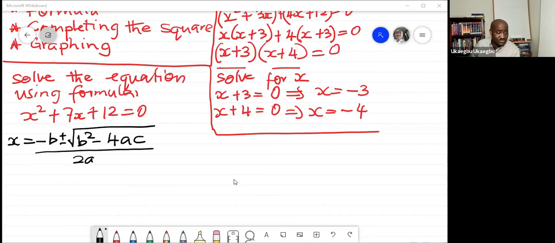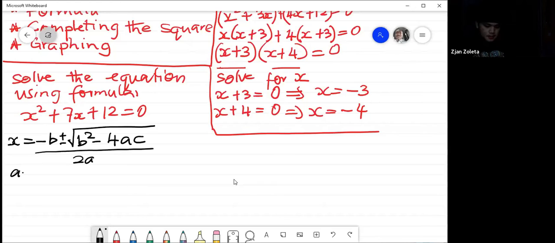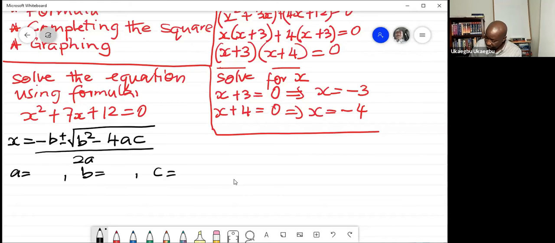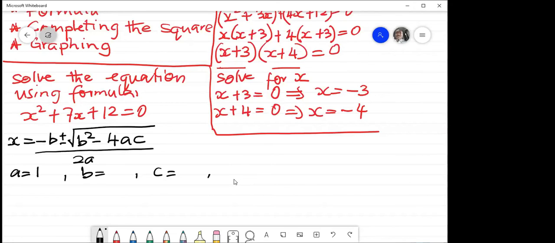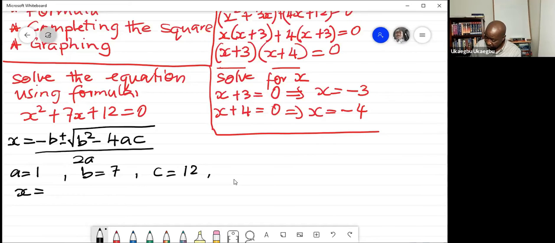So the question becomes, what is the value of a, b, and c? A is 1. And b is what? 7. And c is what? 12. Okay, then you plug in the numbers, like you already said. So you are going to have x equal to -7 plus or minus square root. What is that?